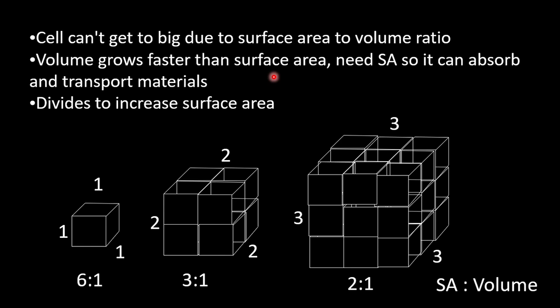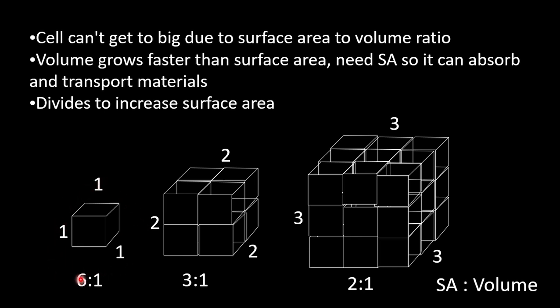So by dividing, it'll increase the surface area, allowing more transportation and easier, and basically it'll allow the cell to move materials wherever it needs to be. As you see here, I know cells aren't cubes, but this is a good example of why we divide.